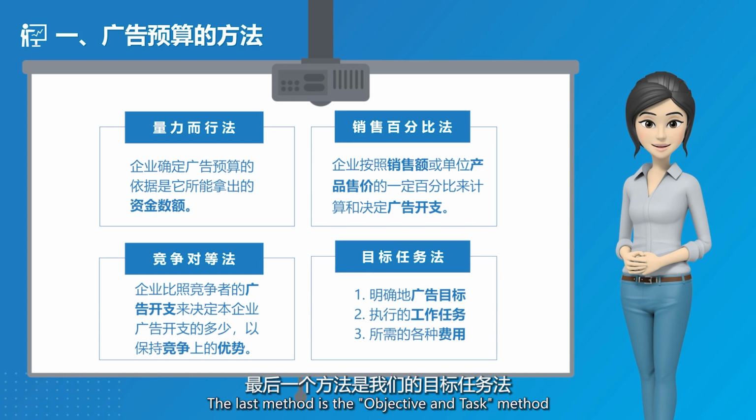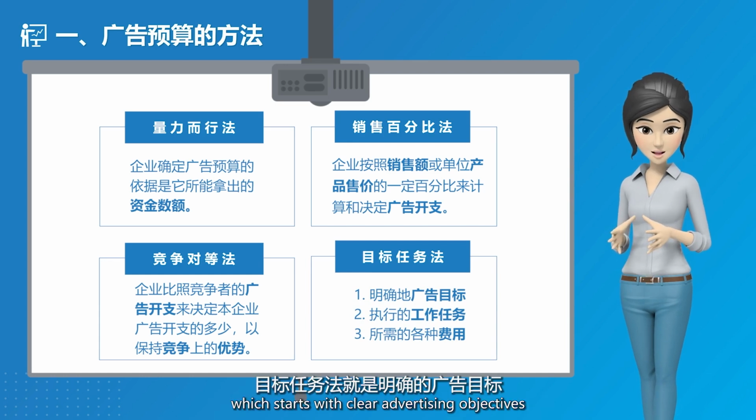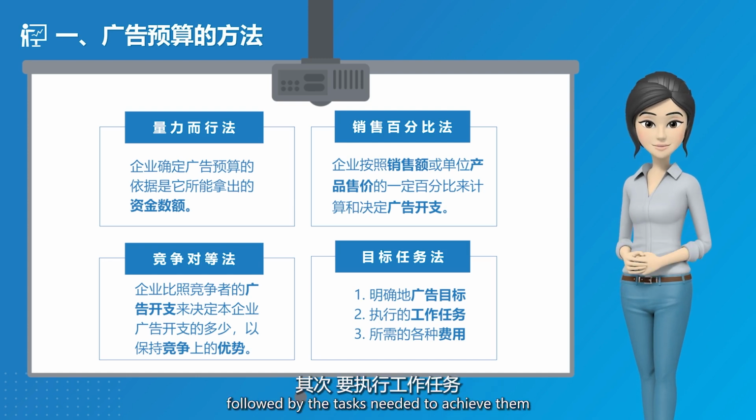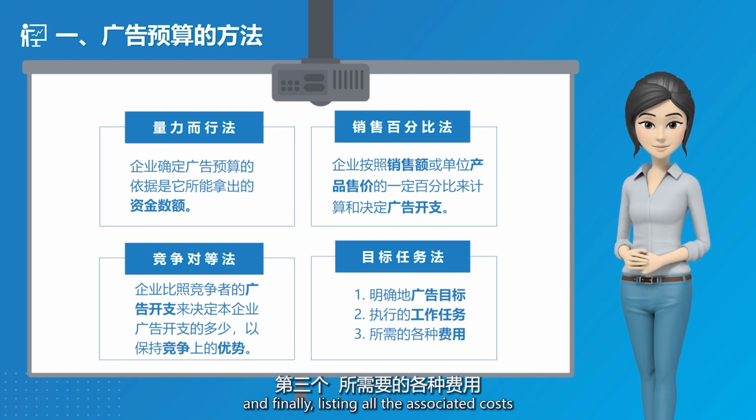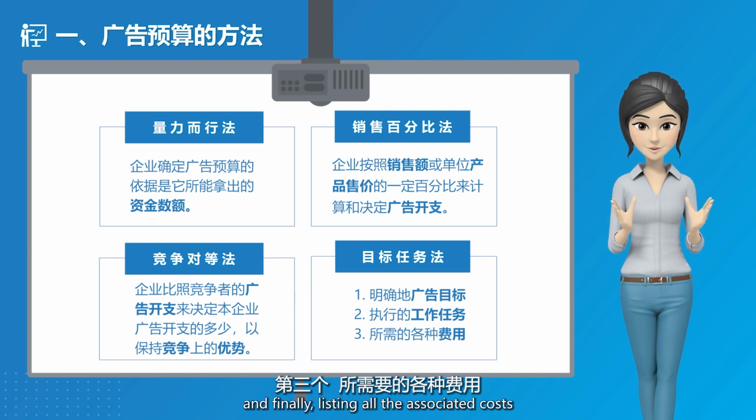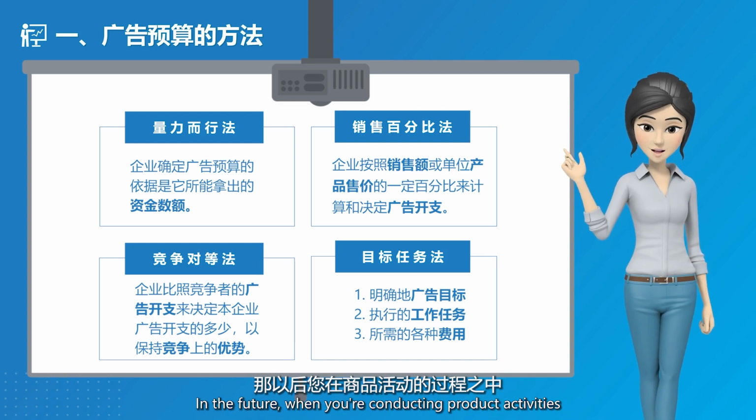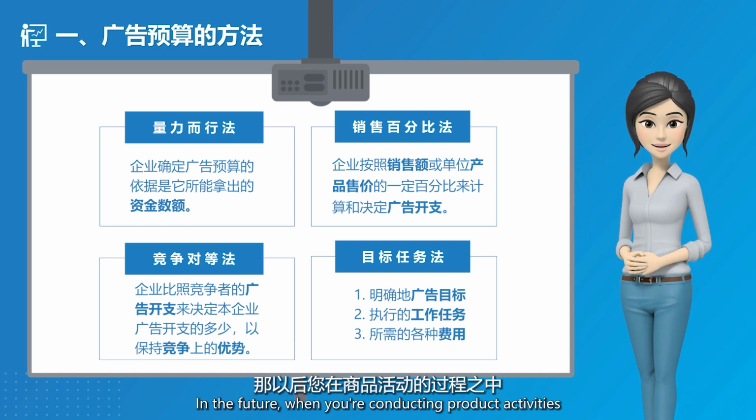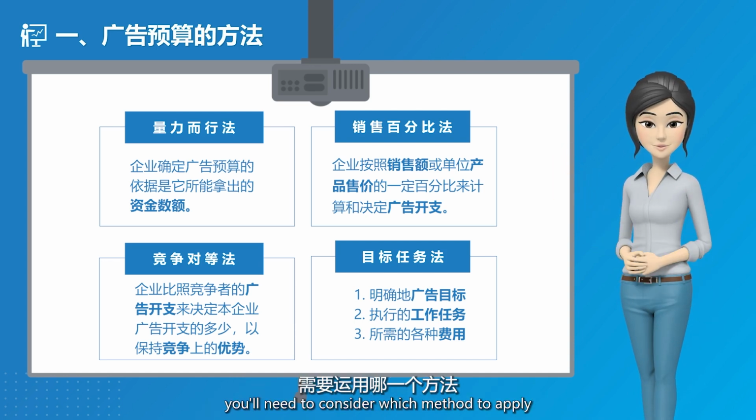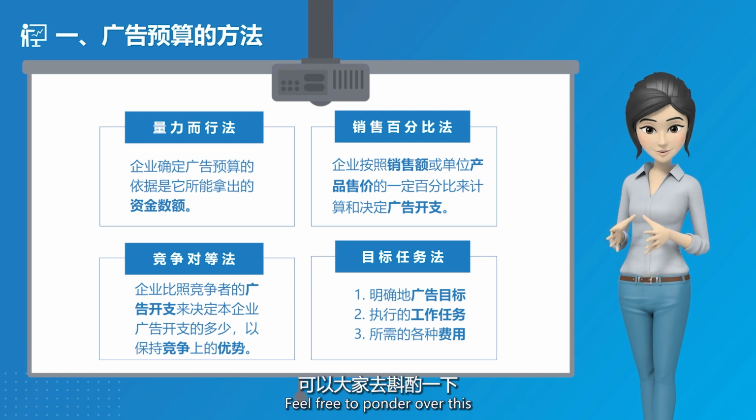The last method is the objective and task method, which starts with clear advertising objectives, followed by the tasks needed to achieve them, and finally, listing all the associated costs clearly and one by one. So, these are the 4 advertising budget methods we have. In the future, when you are conducting product activities, you'll need to consider which method to apply. Feel free to ponder over this.